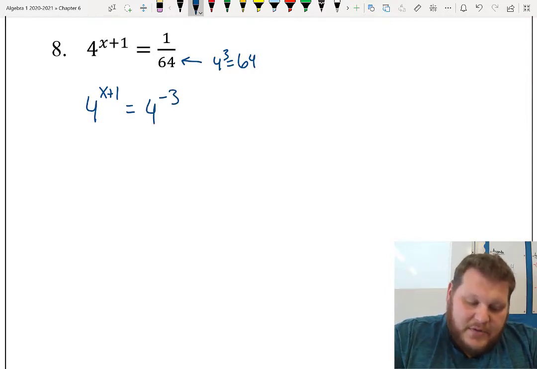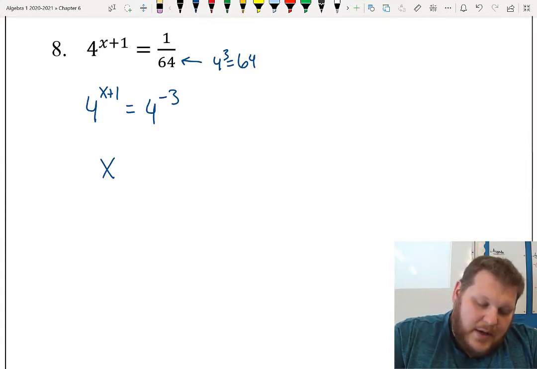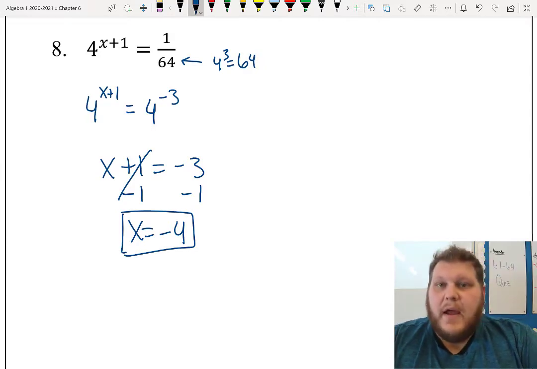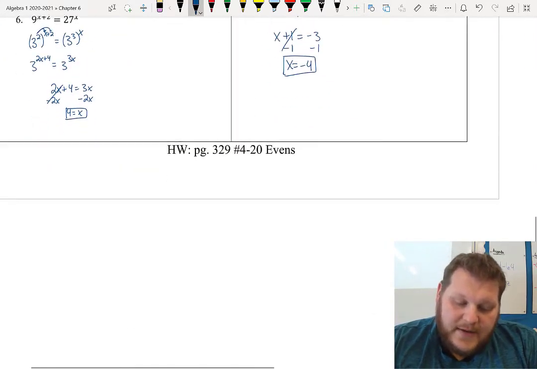And now I have those bases the same. x plus 1 gives me negative 3. So if I subtract 1 on both sides, x equals negative 4. And that's all I got for you. That is it for 6.5.